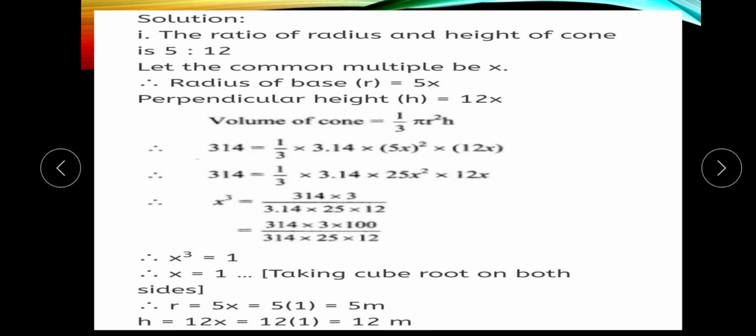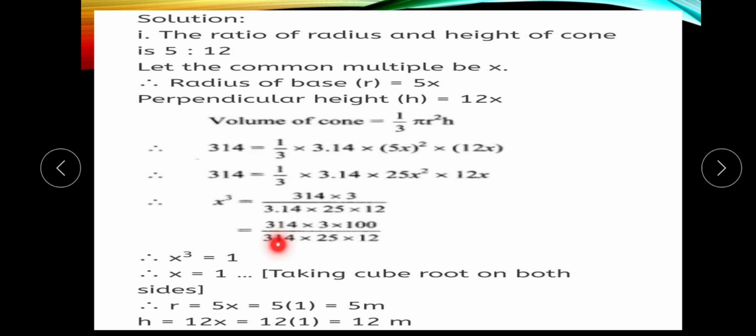In RHS will be 314 into 3 upon 3.14 into 25 into 12. That will be in your denominator. Now dear children, 314, we need to remove the decimal, so we'll multiply 314 by 100. So in denominator as well as in numerator, we will multiply by 100. When you multiply 3.14 by 100, you will get 314. So what we'll get, 314 into 3 into 100 upon 314 into 25 into 12.